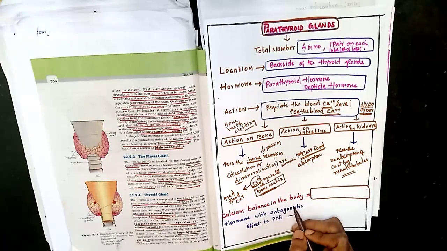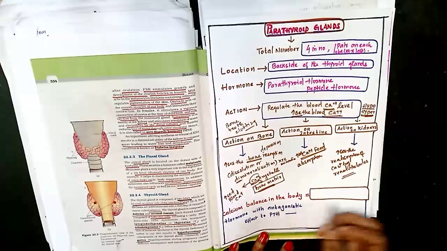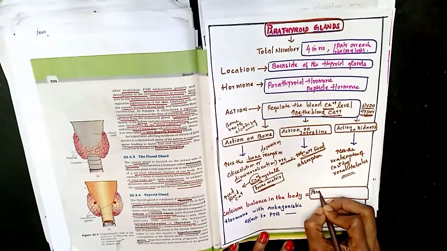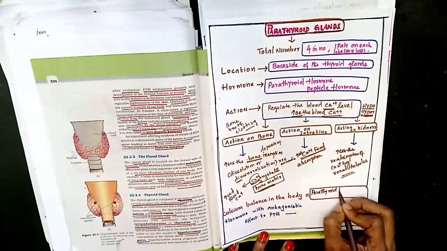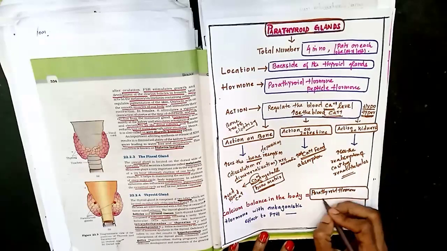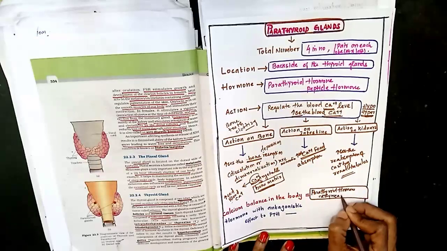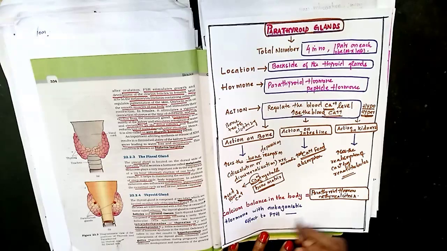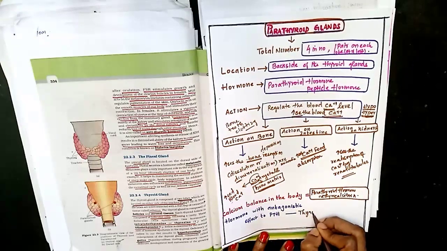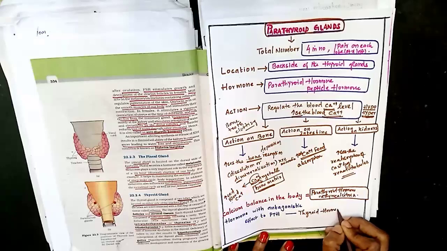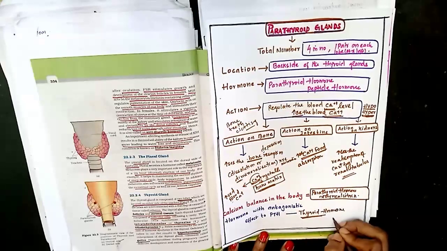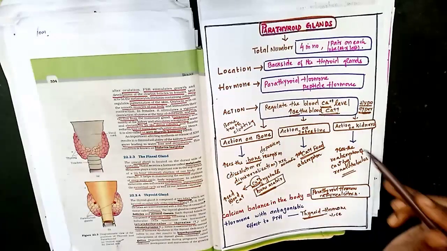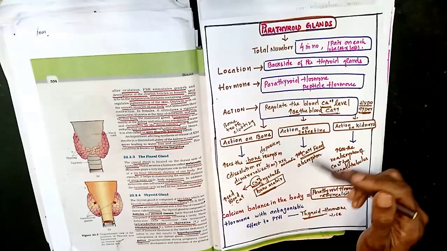Next, calcium balance in the body is maintained by two hormones: this parathyroid hormone and thyrocalcitonin. The hormone with antagonistic effect to PTH is thyrocalcitonin. It means this hormone will decrease the blood calcium level, whereas the parathyroid hormone will increase the blood calcium level. Both will have opposite action on the calcium.